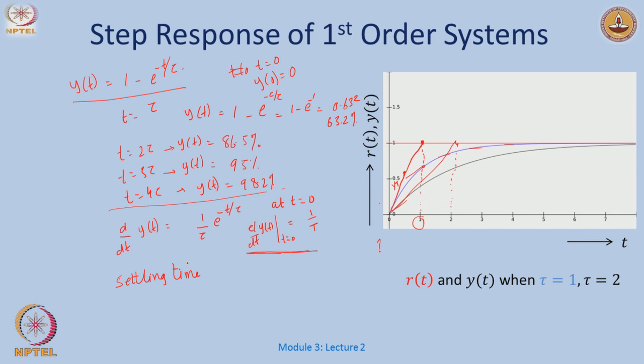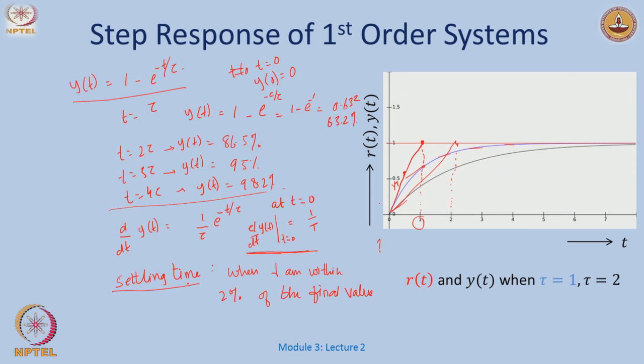I would say that my system has actually reached the steady state when I am within 2% of the final value. So if I reach 0.98, for example after 4 time constants, then I say that my system has actually reached a steady state. This definition of settling time will be very useful for analysis purposes.